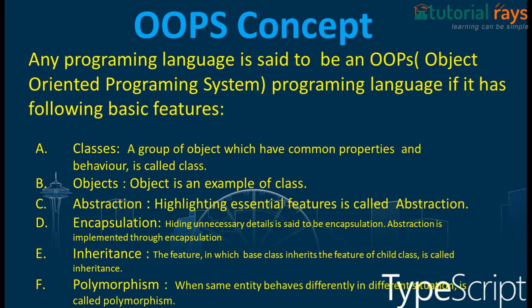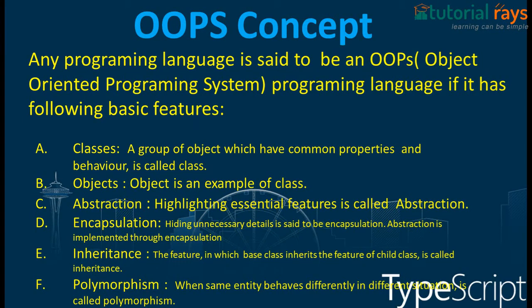If you're already familiar with this object-oriented programming system, then you can skip this video, but I recommend you check this once. Any programming language is said to be an object-oriented programming system if it has the following basic features. As I have discussed object-oriented programming and object-based programming system in the very first section of the videos, in this video I will discuss object-oriented programming system.